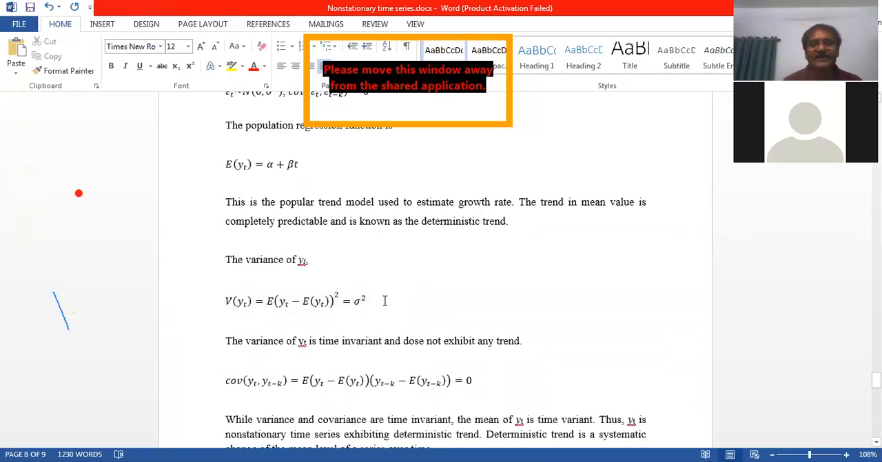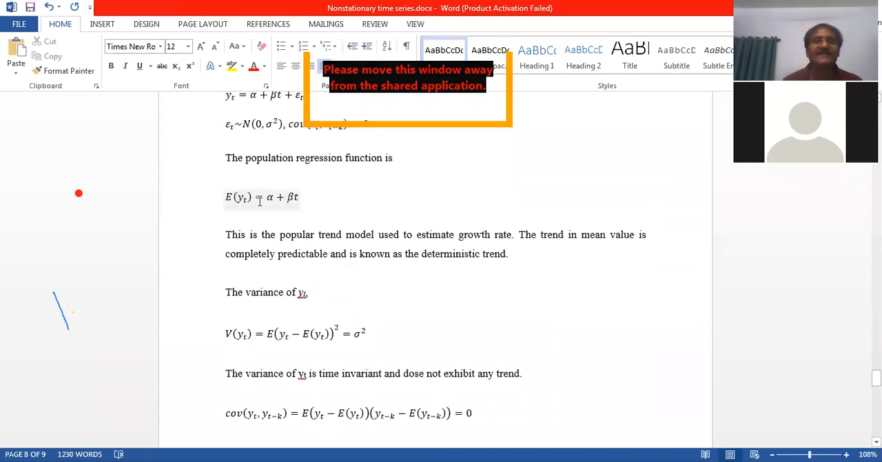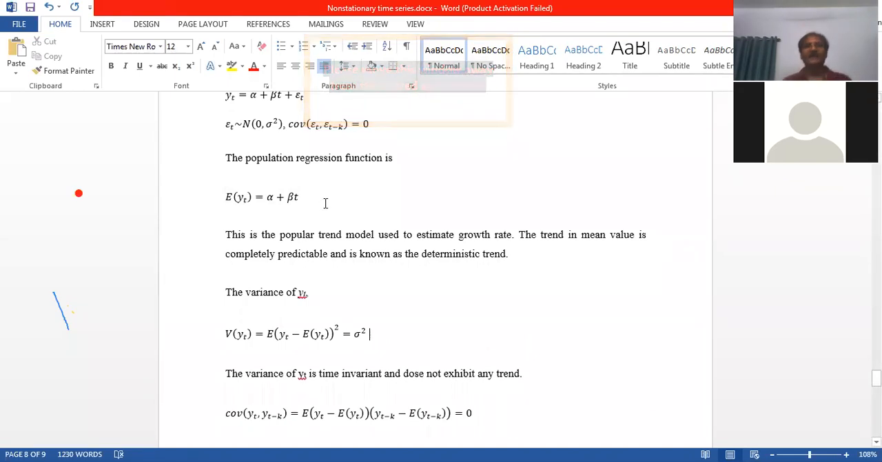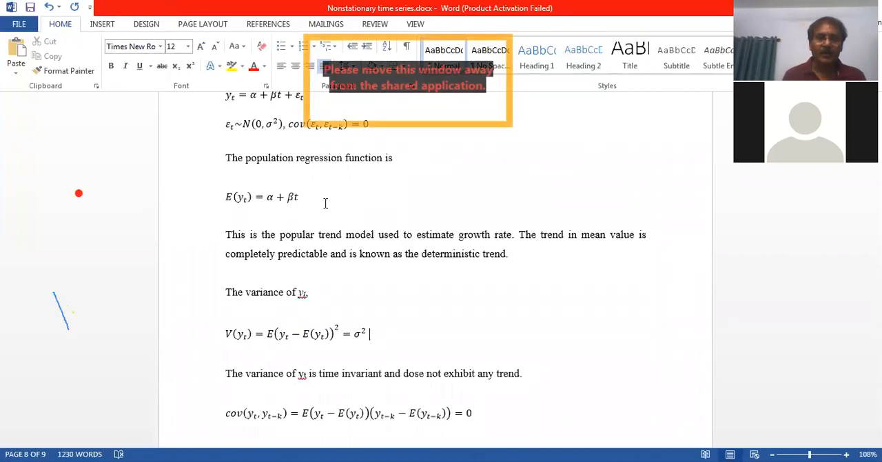As variance of yt is constant, there is no question of stochastic trend. But as the mean value of yt is time dependent, that is a question for deterministic trend. So in this case, yt is non-stationary without unit root, the series will be following linear trend in its mean value, but no trend in its variance.